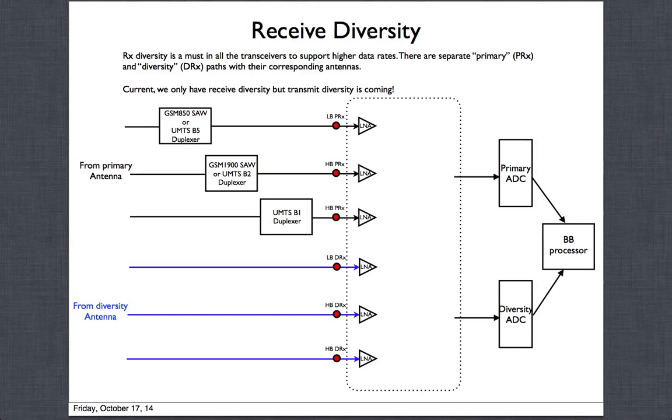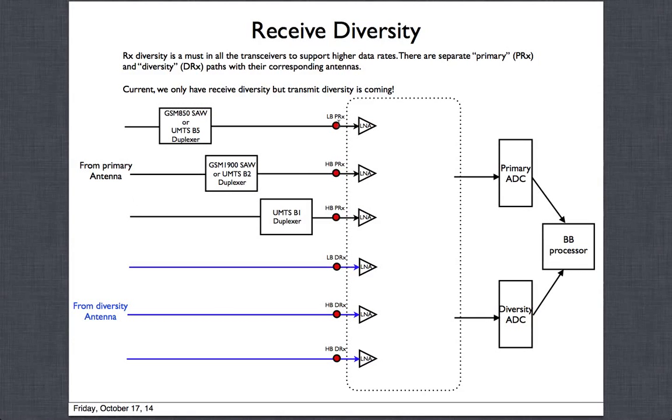With that concept, receive diversity was introduced. This is done in the same frequency, so when you're receiving the same thing, except that there are two antennas. The primary antenna, along with switches, will be there. I'm not showing switches in any of these diagrams. So we have one stream that comes from the primary antenna that goes through these three paths that we talked about earlier.